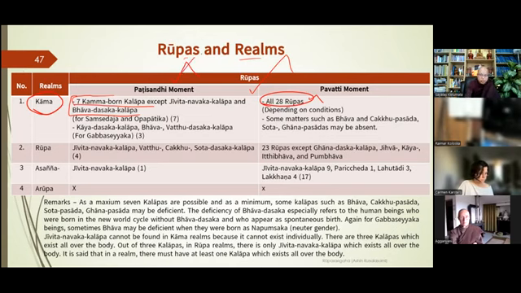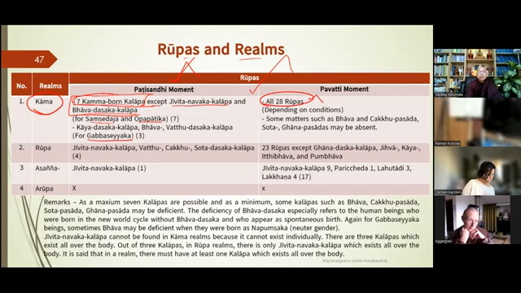At the Patisandhi moment, there are seven Kamma-born kalapas, except Jivita Navaka Kalapa and Bhava Dasaka Kalapa. Let us say a person conceives in the mother's womb at the first moment: these seven Kamma-born kalapas. Here, if it's not a person, it's for the Sansedaja and Opapatika. If a deva is born in one of the deva realms, seven Kamma-born kalapas come to exist because they are Opapatika, spontaneous birth.